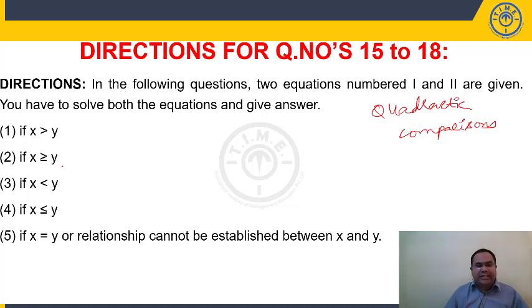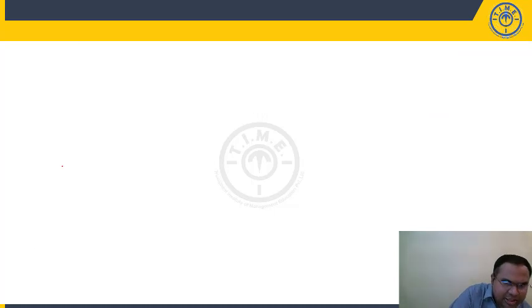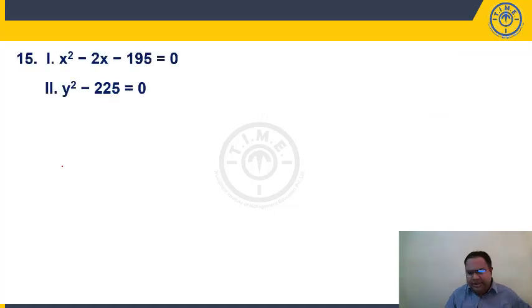Option 5 if x is equal to y, or if you are not able to get a definite relationship, we will go for option 5. You have solved 7 questions on simplifications already. You have seen the questions are quite easy to solve. Quadratic comparisons also very easy questions with simple numbers.